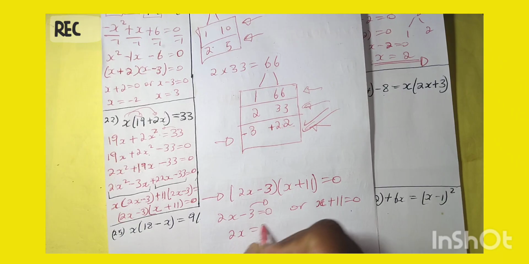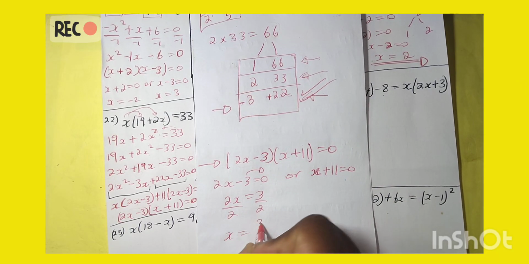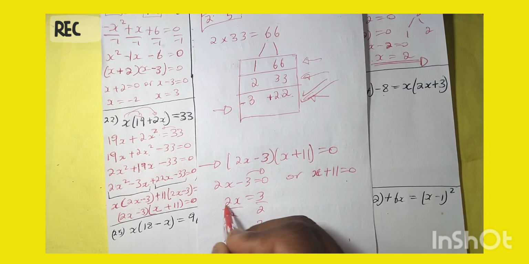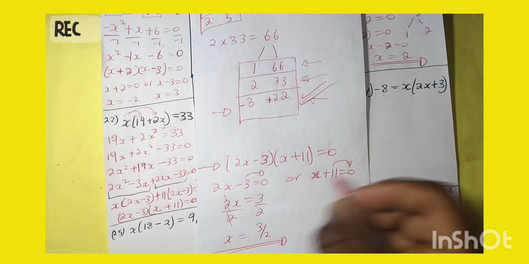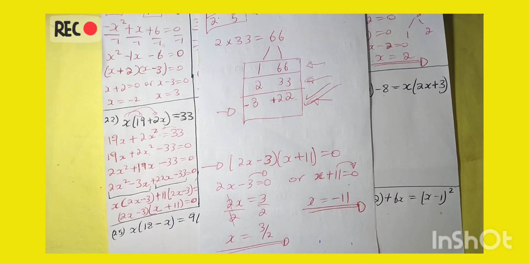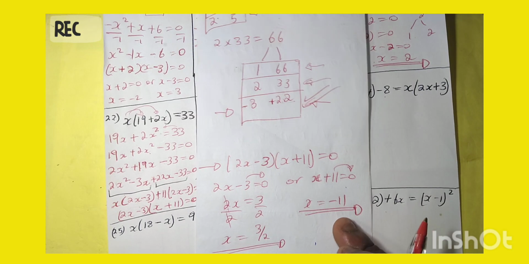Take this thing, it becomes positive, then you divide by 2, meaning your first answer is 3 over 2. Because what is in front of what you need, you divide by it so that it can cancel. Then for this one, take that thing to the other side, it becomes negative 11. Do you see?